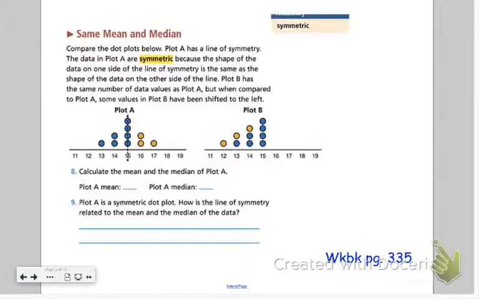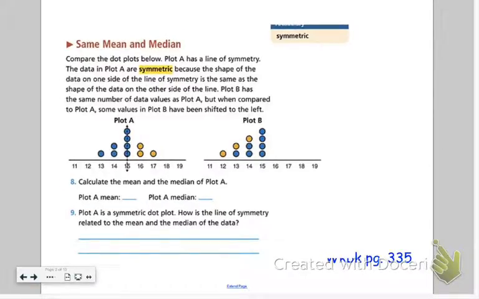Compare the dot plots below. Plot A has a line of symmetry. The data in plot A are symmetric because the shape of the data on one side of the line of symmetry is the same as the shape of the data on the other side of the line. So if you look, you can see the line of symmetry.